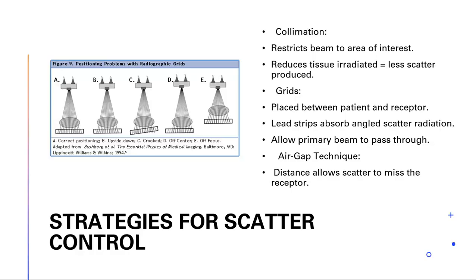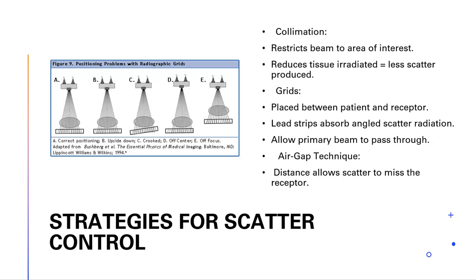Because scatter is so detrimental to our image quality, we use three primary strategies to control it. First, collimation, which is our most effective tool because it stops scatter before it is even created by restricting the beam only to the area of interest. The second strategy is the use of grids. Imagine a picket fence made of thin lead strips. It allows the straight primary X-rays to pass through the receptor while catching the angled scatter photons.